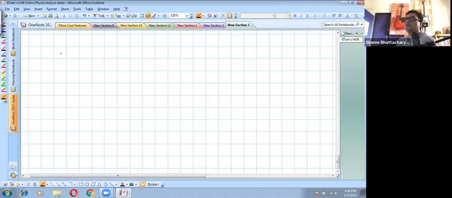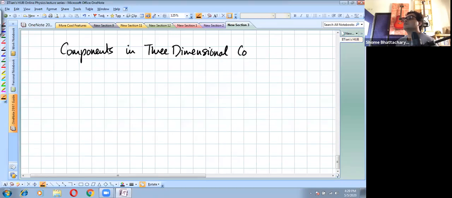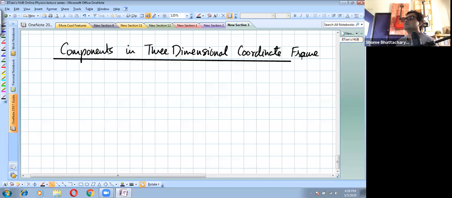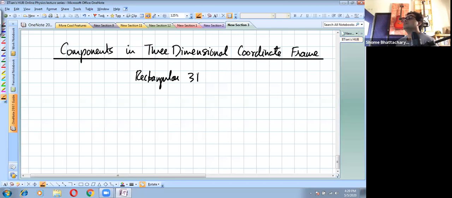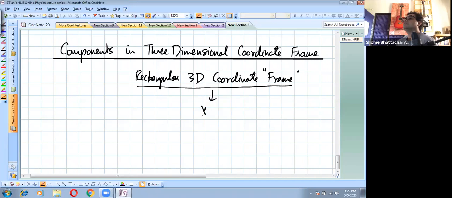So we will now come back to components, and now we will understand components in three dimensions. In a three-dimensional coordinate frame, or you can say three-dimensional Cartesian system, first of all we'll have to understand a rectangular 3D coordinate frame. It has three mutually perpendicular axes, x, y, and z axes.